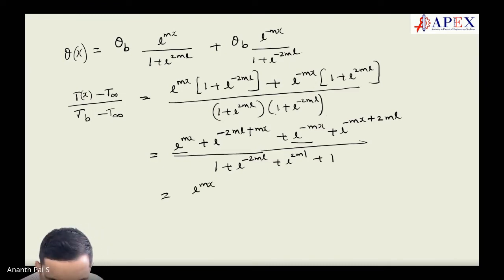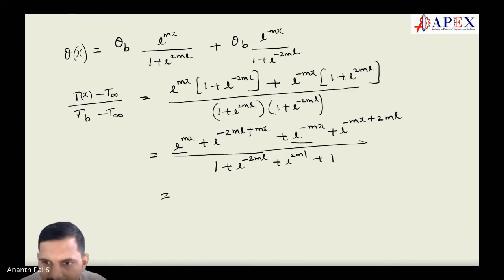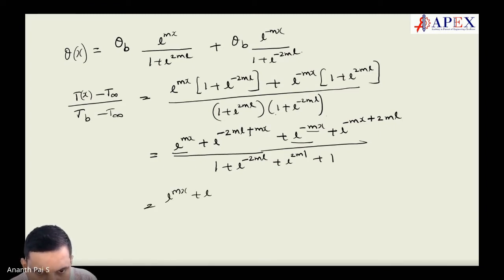If I take e power mx outside from the full equation, what will you get? Should we take e power mx outside from this equation? You will get 1 plus e power minus 2 ml. Here 1 plus plus 2. No, wait. Does anything cancel here? Yes, it does cancel. Wait a minute. So here, minus mx. Observe. Here e power minus mx. This I will write like this. So e power mx plus e power minus 2 ml plus e power mx. Can we write it like this?